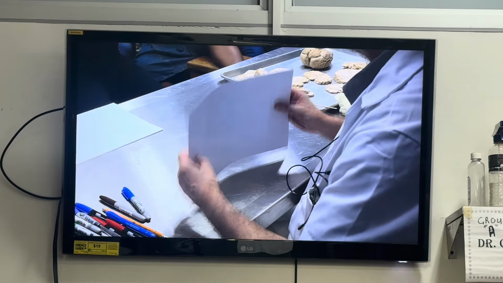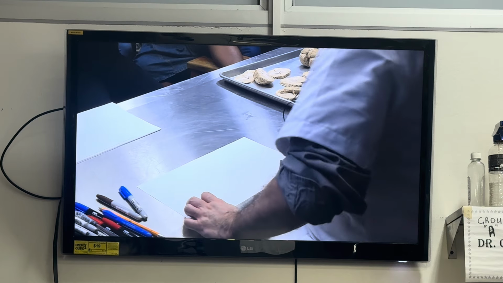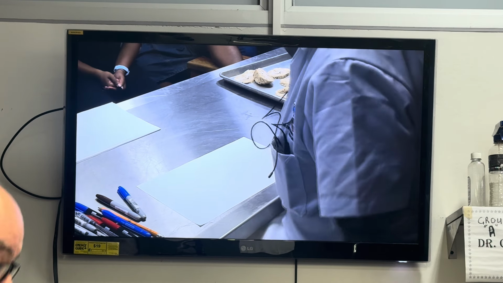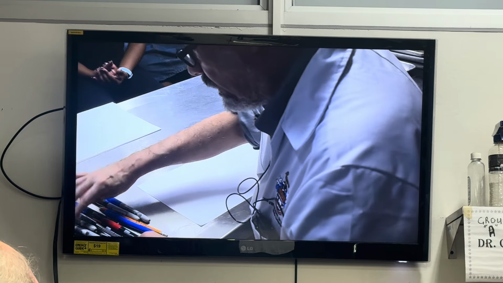So you remember your internal capsule? Yeah. So we will.